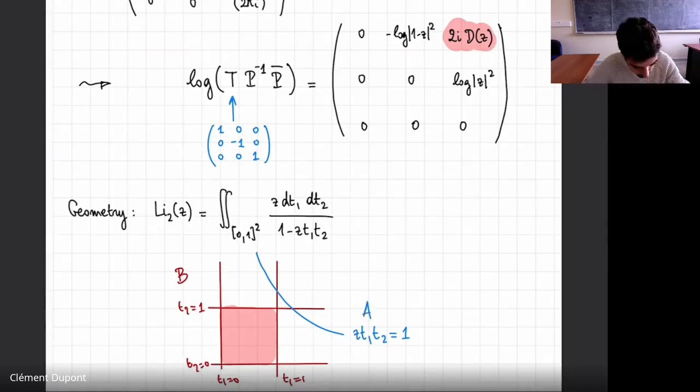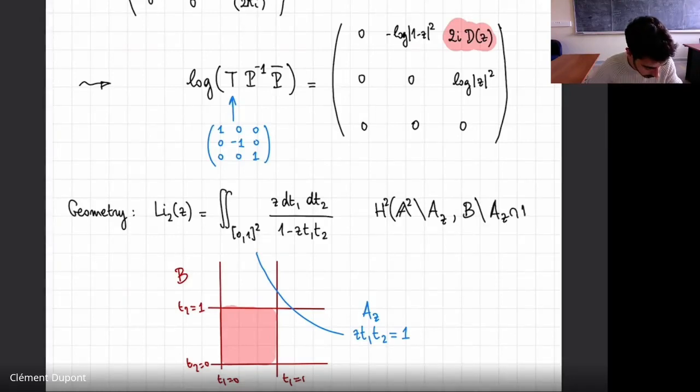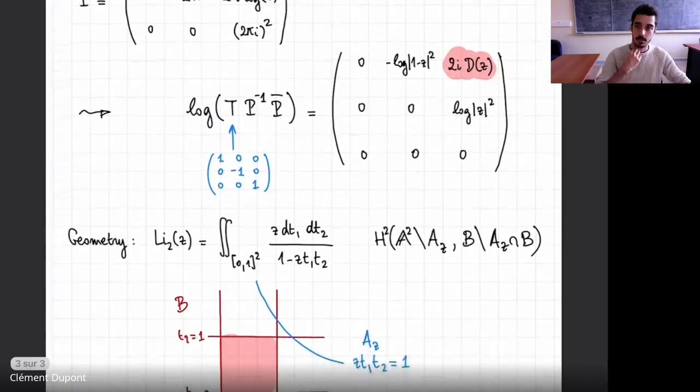A is this hyperbola. And you look at H2 of affine space minus A. So A secretly depends on Z, actually. B does not. So your form is a form on this space, but you have to take relative cohomology, so you take this relative to B. So B minus intersection with A. And that's the motive. It has exactly this period matrix.